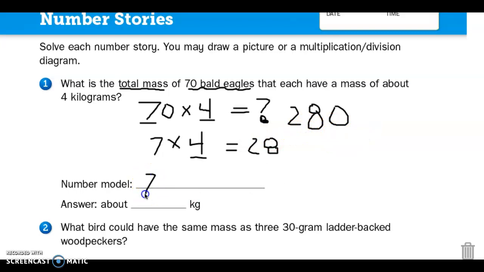So my number model is 70 times 4 equals 280. Now it says answer about how many kilograms. Why is it saying about? Well, remember when they said that each bald eagle has about a mass of 4 kilograms? That means not each of them is exactly 4 kilograms. So we're kind of giving an estimate. So about 280 kilograms in all, right? That's the mass of all of the eagles. The mass or the weight of all of the eagles.